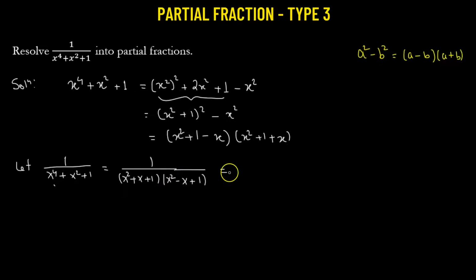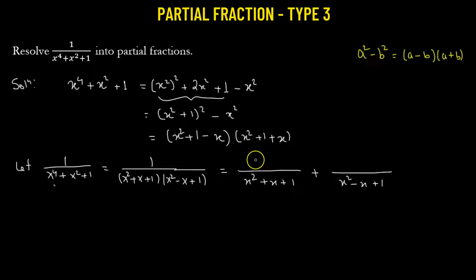Let this be equal to two partial fractions. So here we have the first partial fraction. We'll come to the numerator part in a moment. x squared plus x plus 1. And the next partial fraction, the denominator portion, will be x squared minus x plus 1.